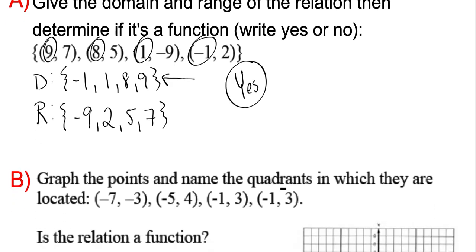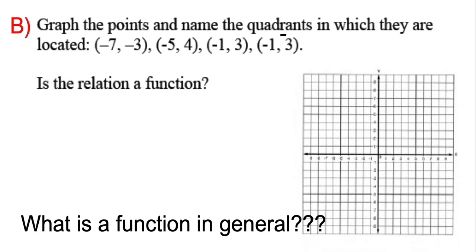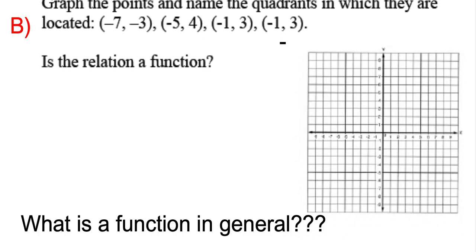Scroll down here. We're going to graph these points on a graph real quick. Let's put that negative where it's supposed to be, and then state whether or not this is a function. You don't have to do domain and range. You can do this for practice. So graph the points. We've got our Cartesian coordinate system over here.